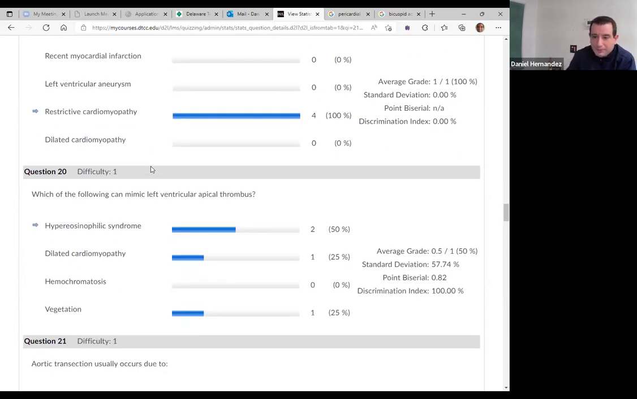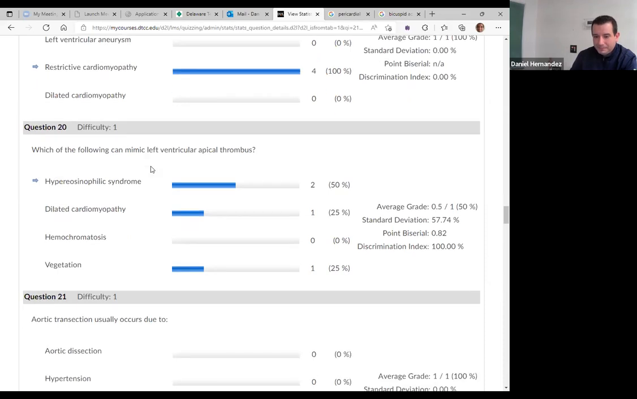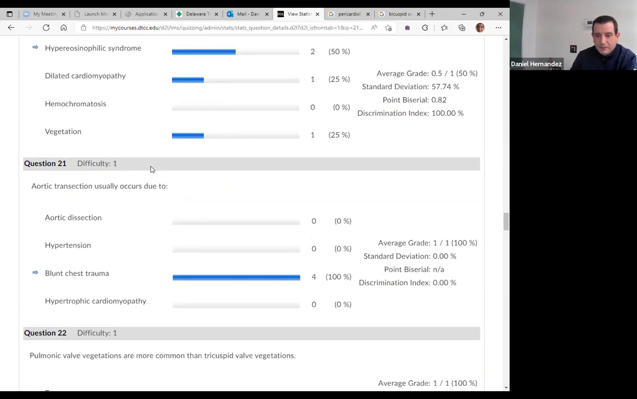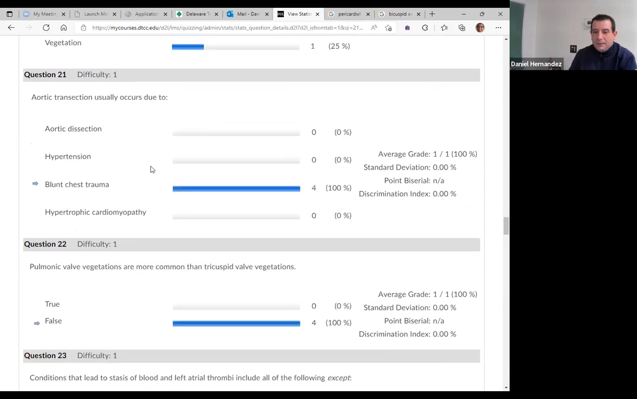Which of the following can mimic left ventricular apical thrombi? So that's our hypereosinophilic syndrome. So that's that mural thickening seen up at the apex. That's associated with laminar thrombi. Aortic transection. So again, you guys all got this right. It's due to blunt force trauma to the chest.